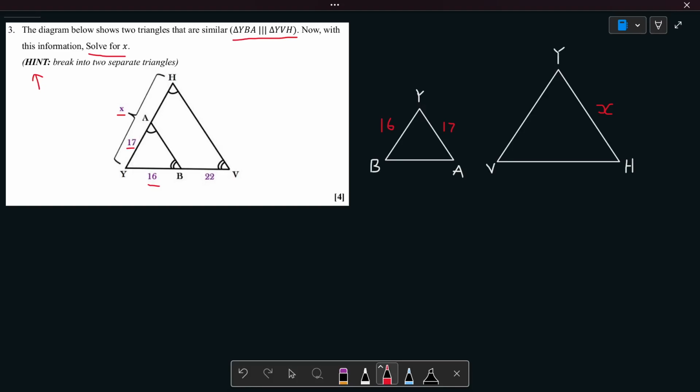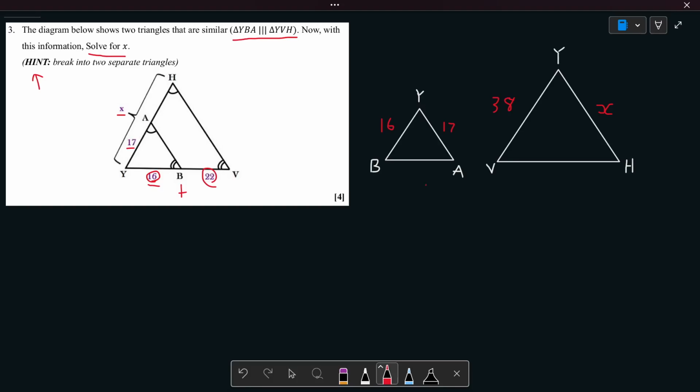Here is YV, right? This entire side is YV. But the only thing that we can see is we have two numbers, and one of those numbers is not the entire size of YV. But if you add these two numbers together, 16 and 22, we'll actually get the real length of YV. So 16 plus 22 gives an answer of 38. And there, now we have our sides.